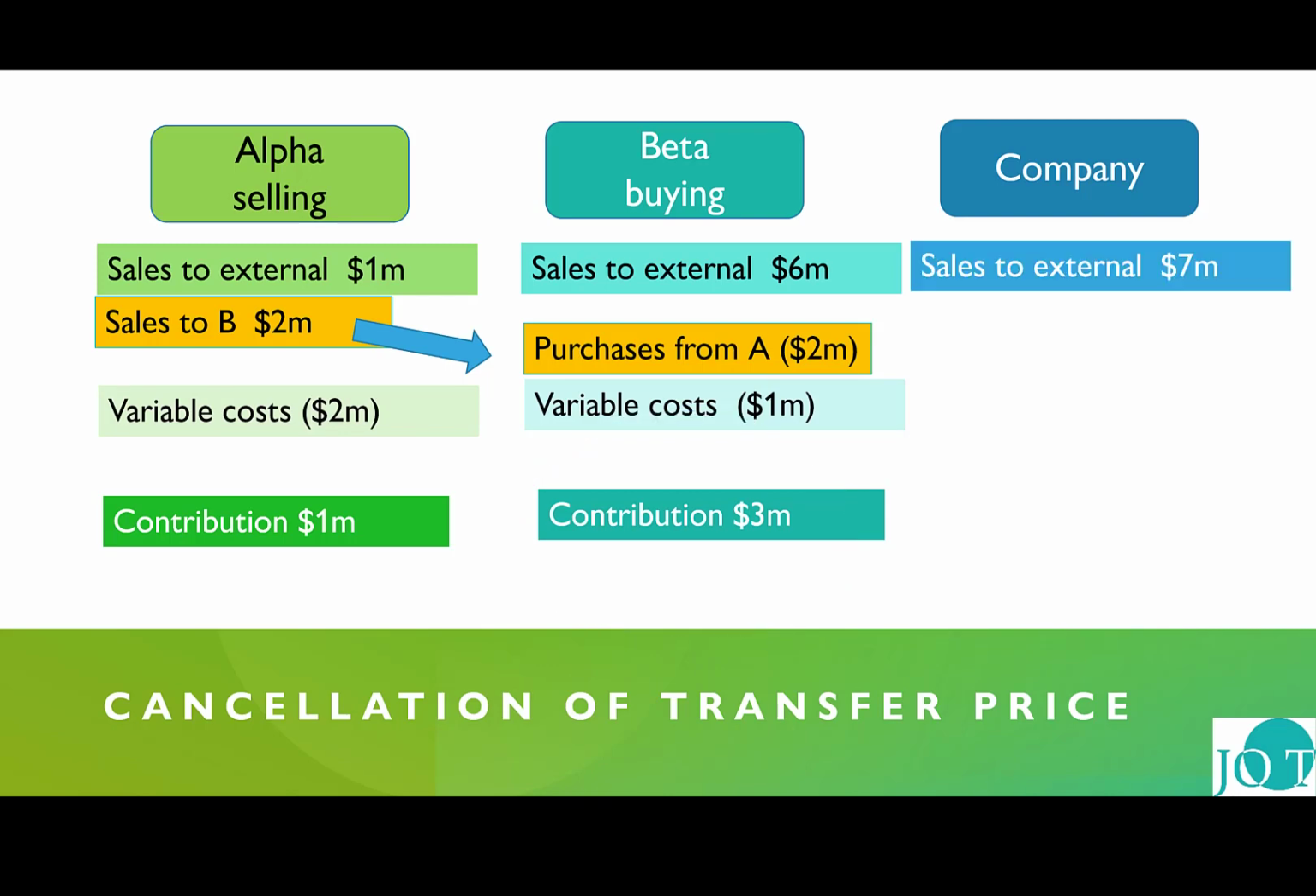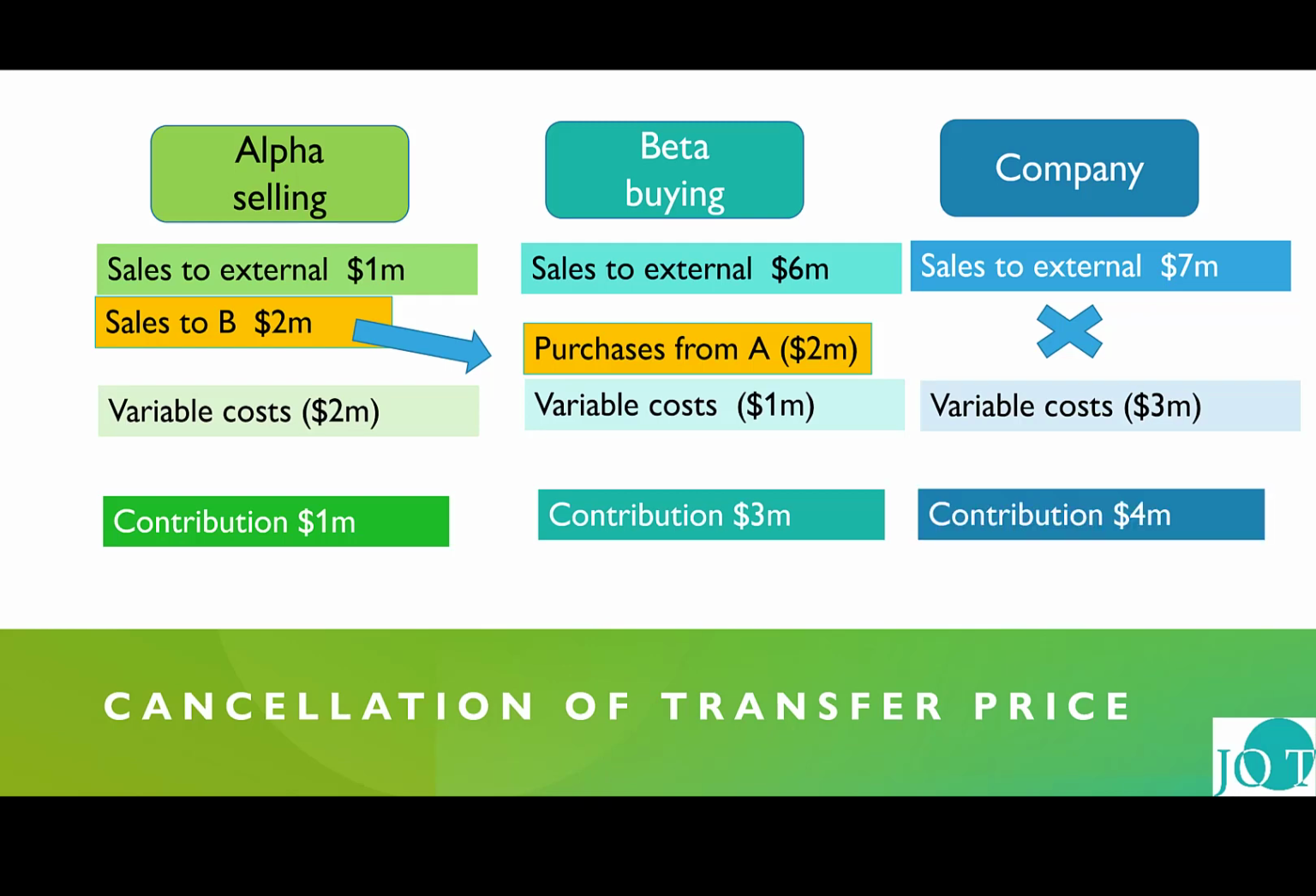And so as you can see, the external sales will add up to 7 million. Those internal sales and those internal purchases cancel on consolidation. And therefore all you're left with is the variable costs that both divisions incur externally. And therefore the contribution is 4. So just proving that they cancel out on consolidation.